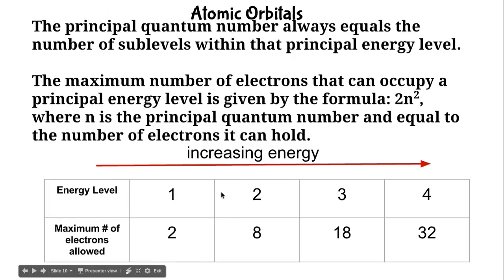For example, if you're in that first principal energy level, so n equals 1, you would do 1 squared times 2, which gives you 2. If you were in the second energy level, so a little bit more energy, you would do 2 squared, which is 4, times 2 to give you 8. If you were in the third principal energy level, 3 squared is 9, times 2 gives you 18. If you were in the fourth, you would do 4 squared, which is 16, times 2, which gives you 32. So 2n squared is the formula you use to figure out the maximum number of electrons that can fit in that energy level.